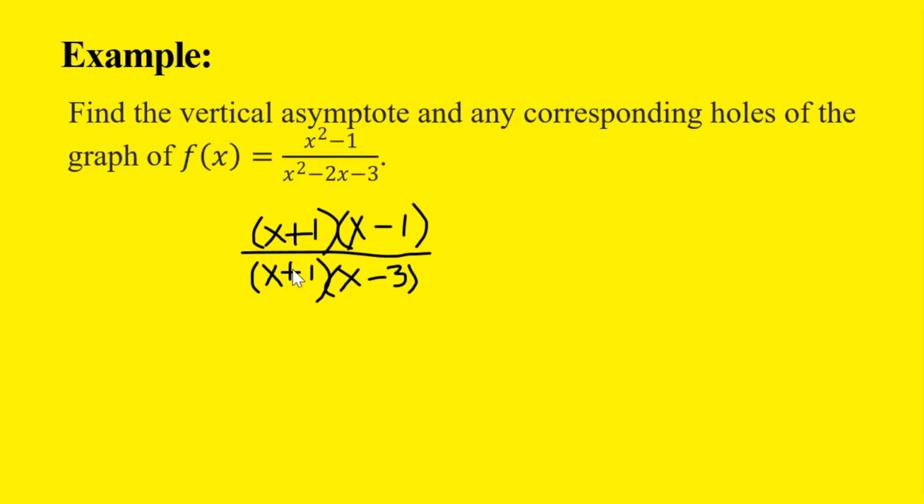Well, now we can see that we have a common factor here in the numerator and the denominator. So before we cancel those out, let's go ahead and cancel out those common factors. So now, since we have that common factor, we know that's where the hole is going to exist, and then the other factor that's left over, that's going to represent the vertical asymptote.